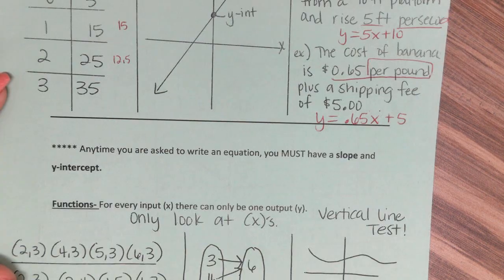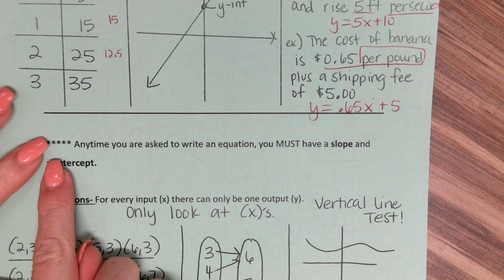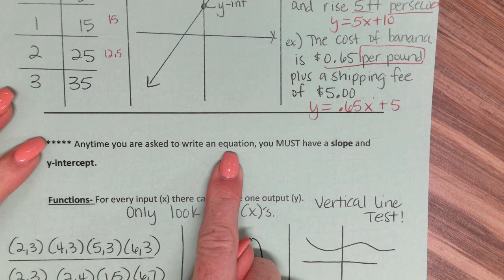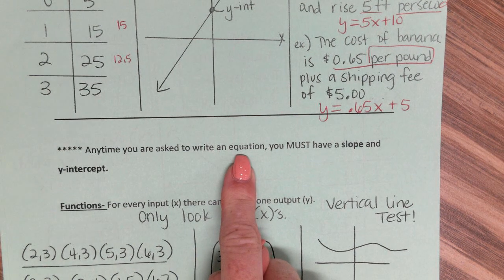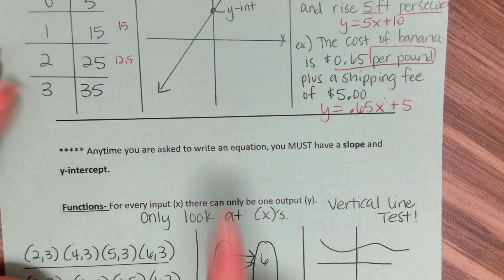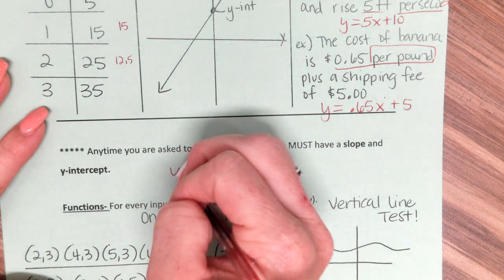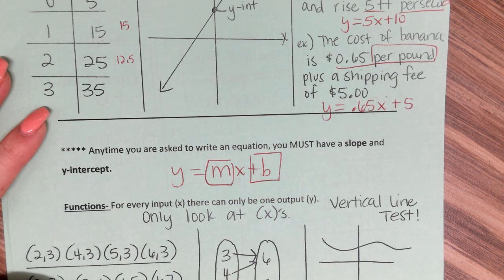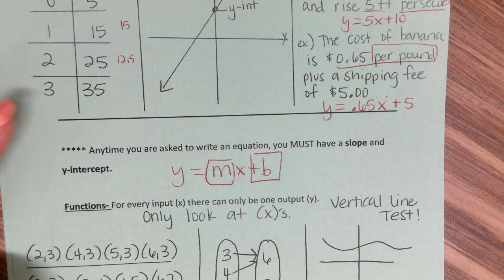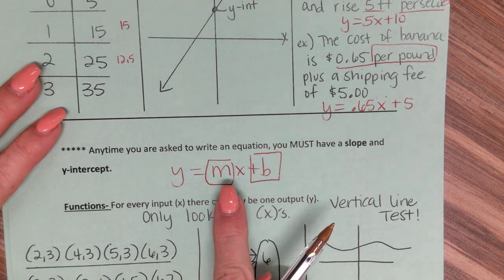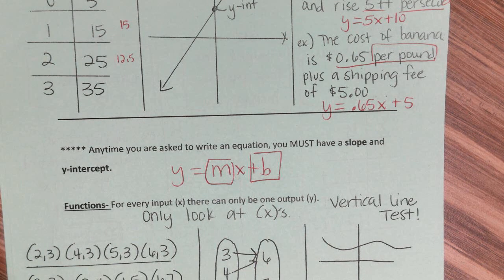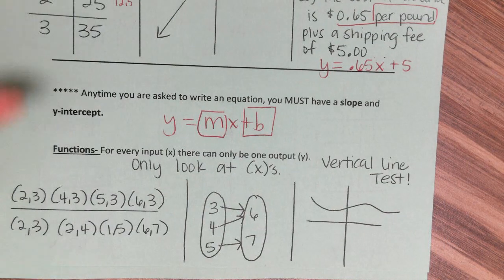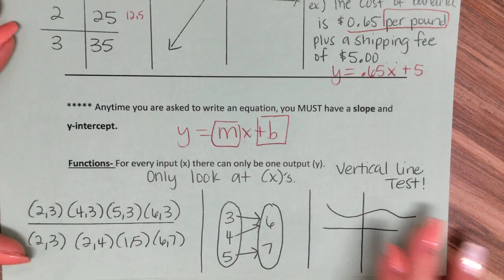Okay, moving on. This part right here with all these stars says anytime you're asked to write an equation, or they might say write a function, you must have a slope and y-intercept. You must have these two pieces. Your whole test in 8th grade math is only based on straight lines that are in y equals mx plus b form. All right, now moving on to functions. Guys, don't miss any function questions. They're the easiest questions, no math involved.